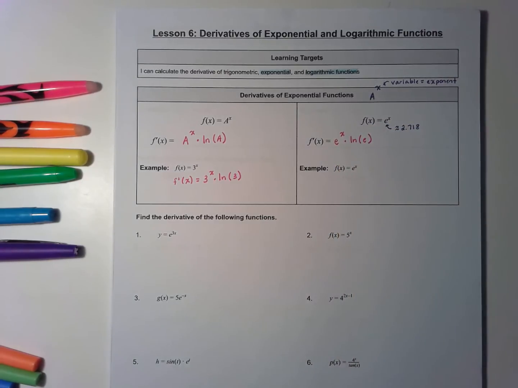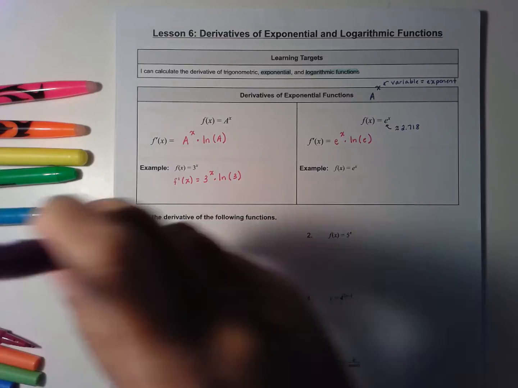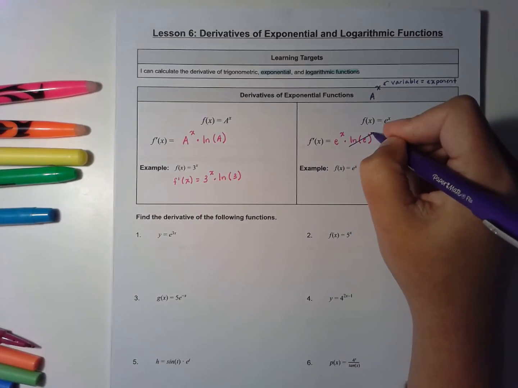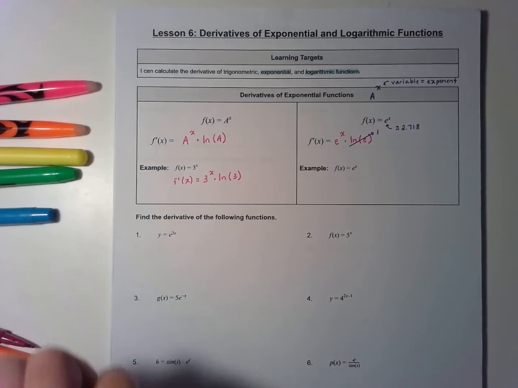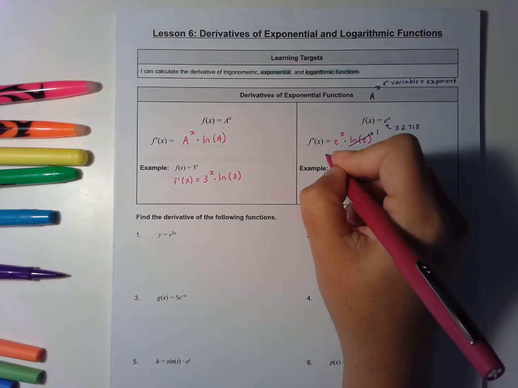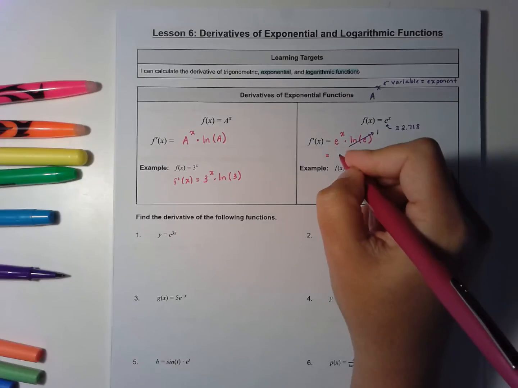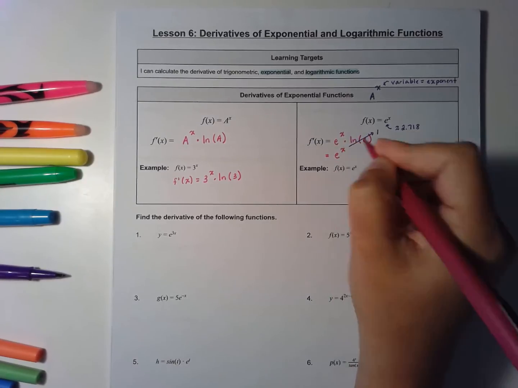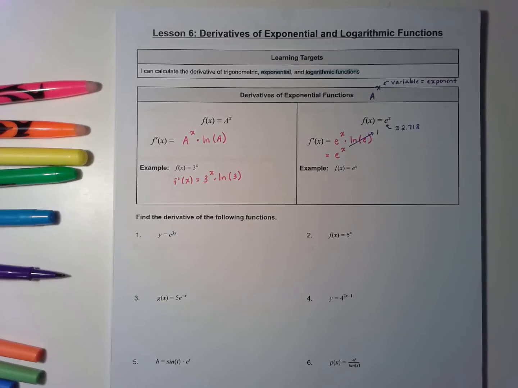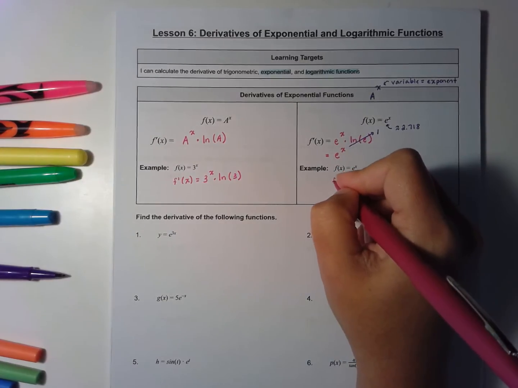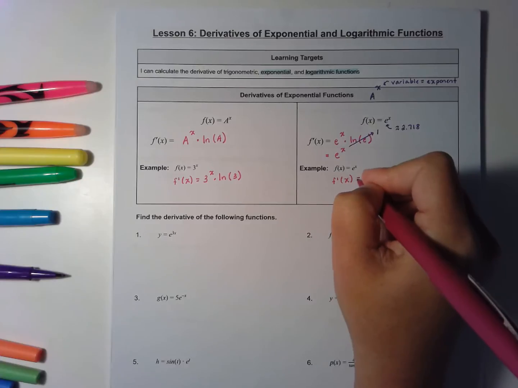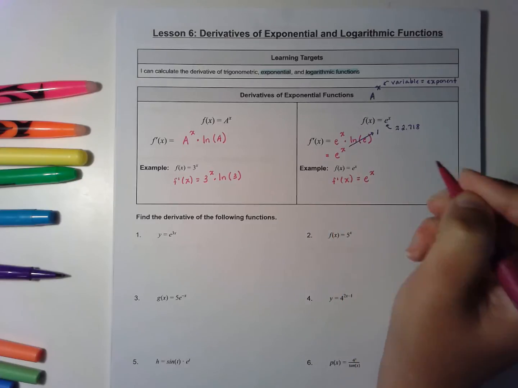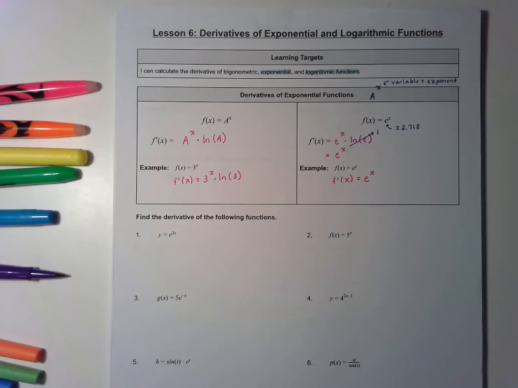But here's what makes e special. The natural log of e is always just equal to 1. Since the natural log of e is just equal to 1, we can simplify this and rewrite it as just e to the x. In other words, if I ask you to take the derivative of e to the x, the derivative is just e to the x, because the natural log of the base in this case is always going to simplify to 1.